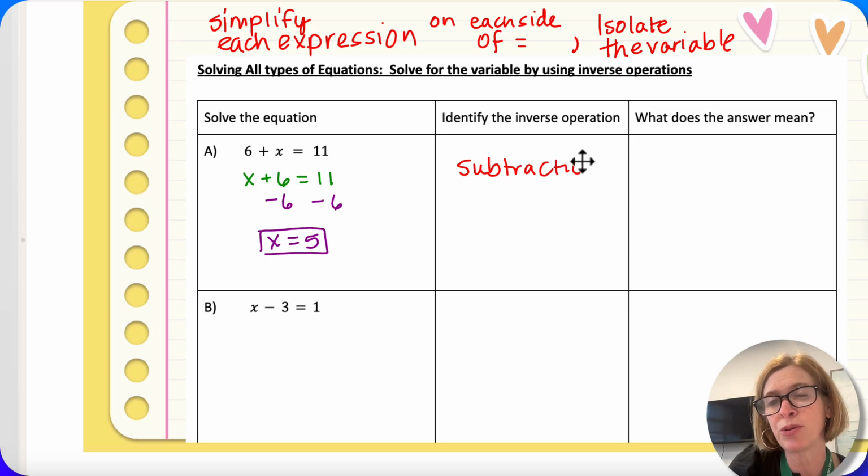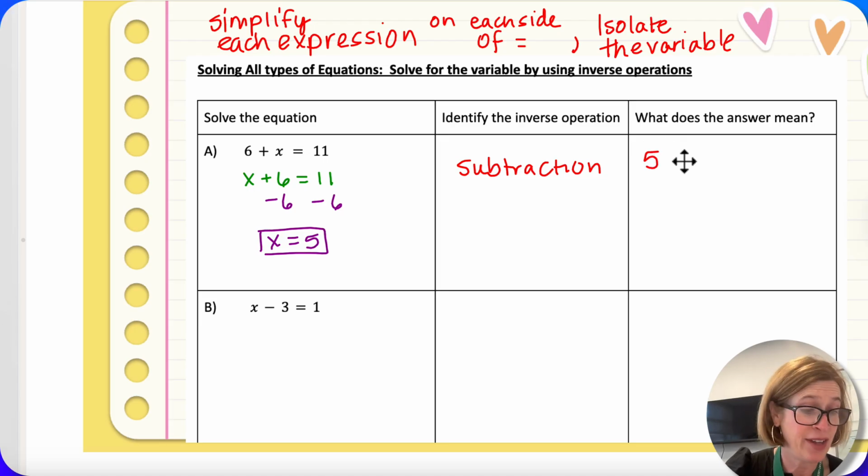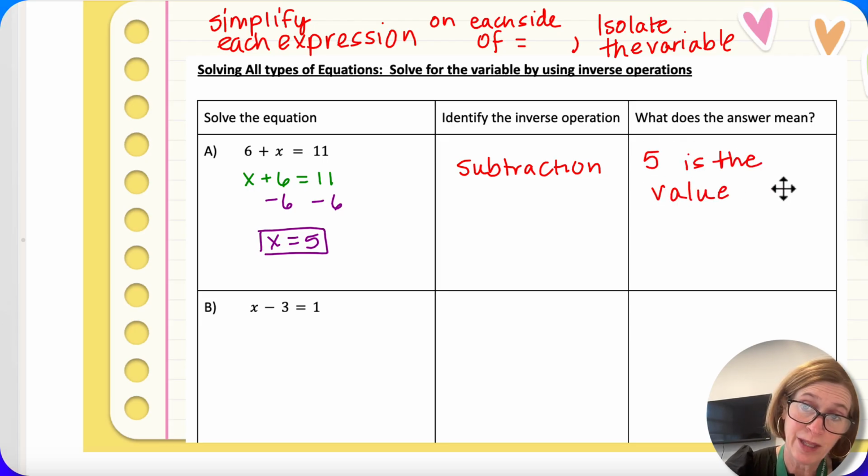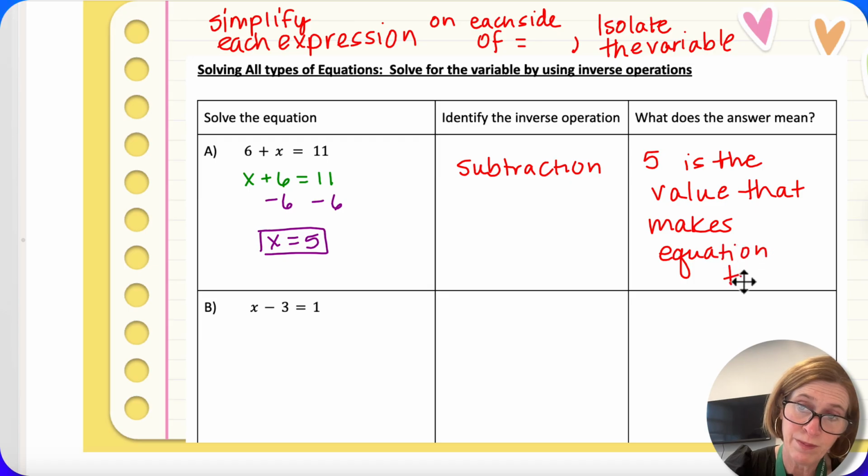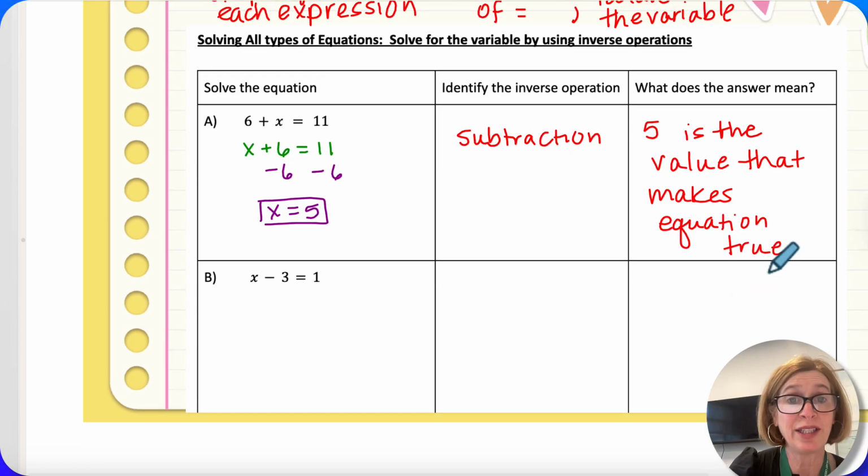What does my answer mean? That's important. I want us to get into a habit of understanding this. My answer, 5, is the value that makes the equation true. All right, let's try another.